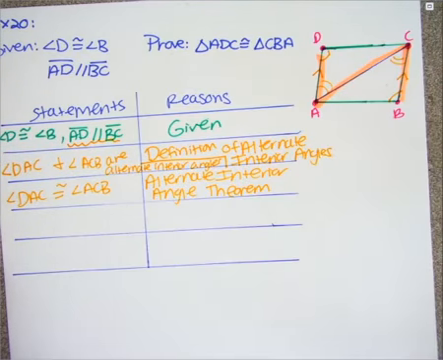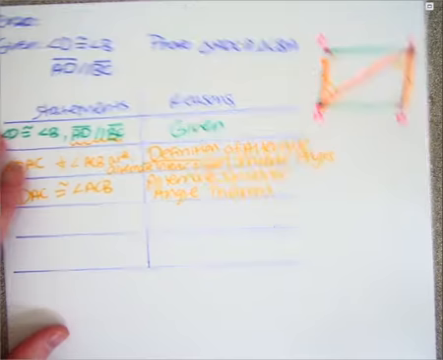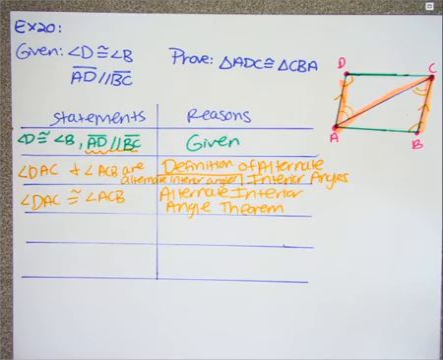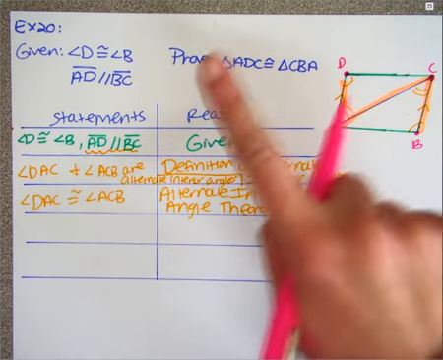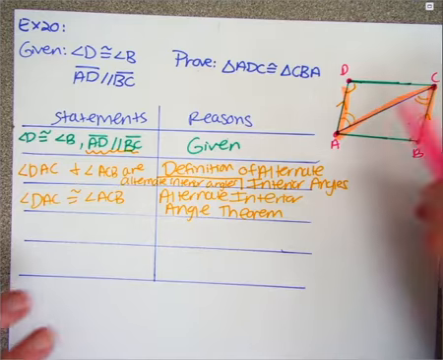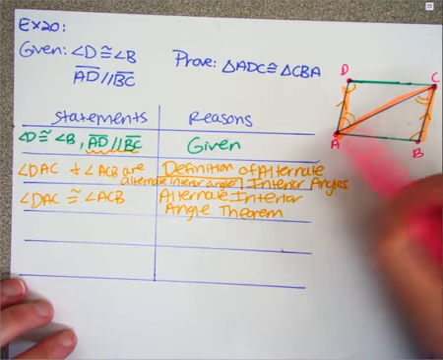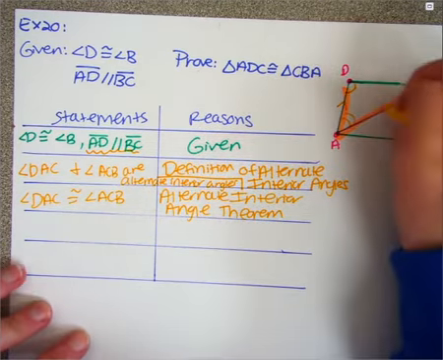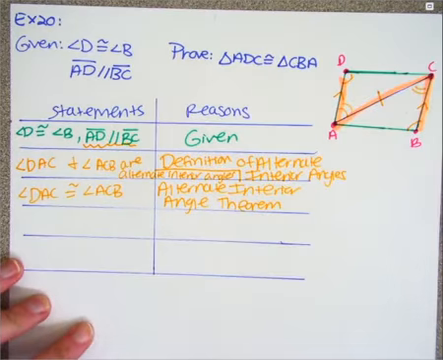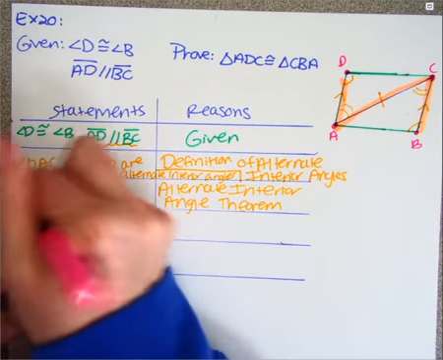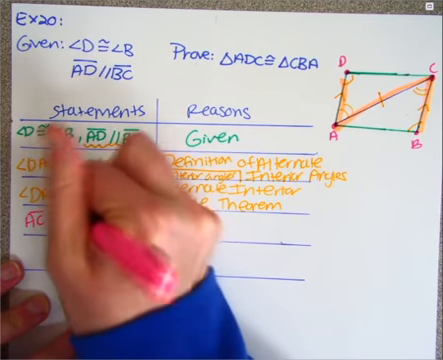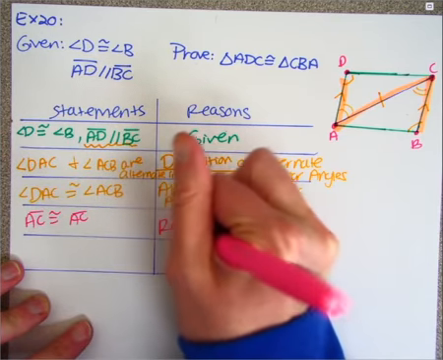Okay, so there are two routes you could go. I'm going to show you the most efficient route first. One of the tricks up our sleeves is to show a shared or reflexive side, which, guess what, you guys? AC is located in both of our triangles. So I can say that AC is congruent to AC by the reflexive property.